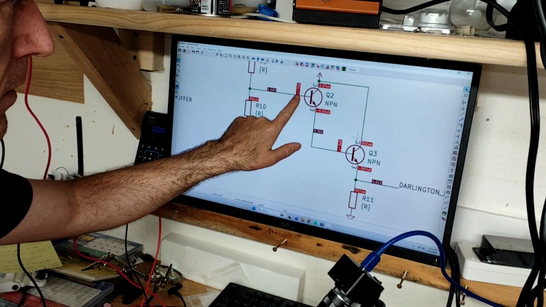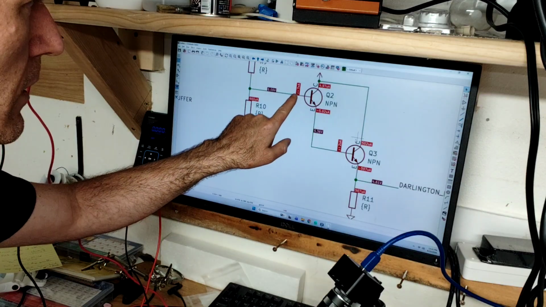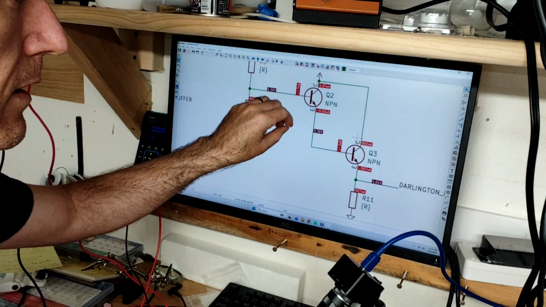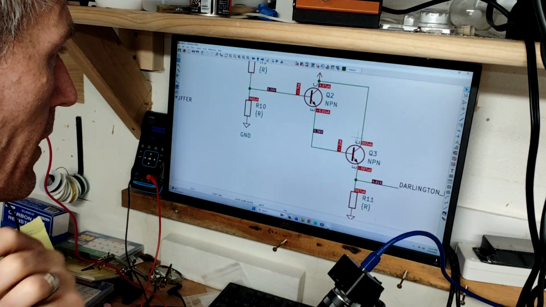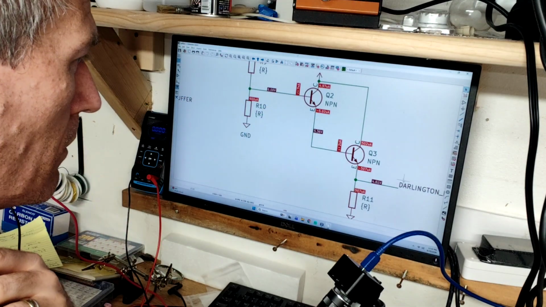It has a very, very high impedance, right? We can think of impedance as the amount of voltage drop caused by the current.